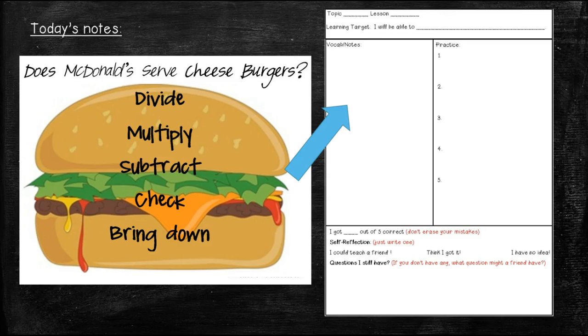So the does, the D stands for divide. McDonald's, the M stands for multiply. Serve, the S stands for subtract. Cheese, the C stands for check, and burgers, the B stands for bring down.